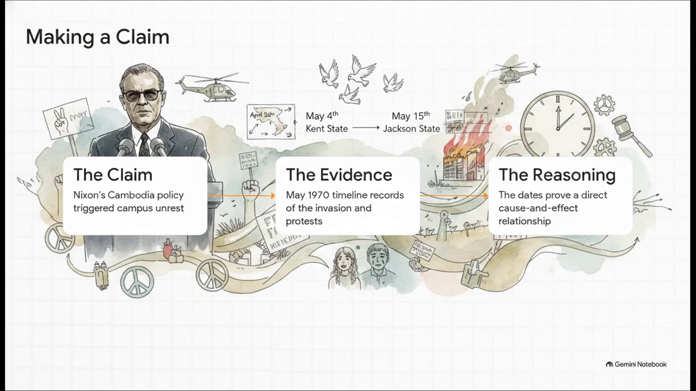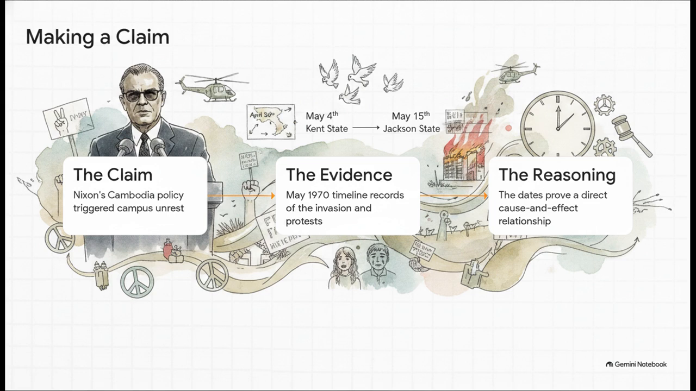Step 1 is making the claim. Our claim here is that President Nixon's policy to invade Cambodia directly triggered severe nationwide campus unrest. Step 2 is the evidence. We pull this right from the historical timeline. Nixon's announcement on April 30th, followed immediately by the Kent State tragedy on May 4th and Jackson State on May 15th.